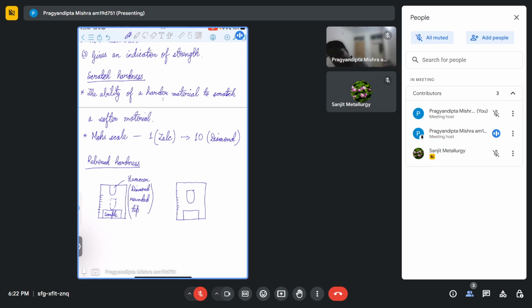So this height is what you will measure. What is the height of rebound? That will give us a value of hardness for this material system. So the harder the material, the higher will be the rebound.